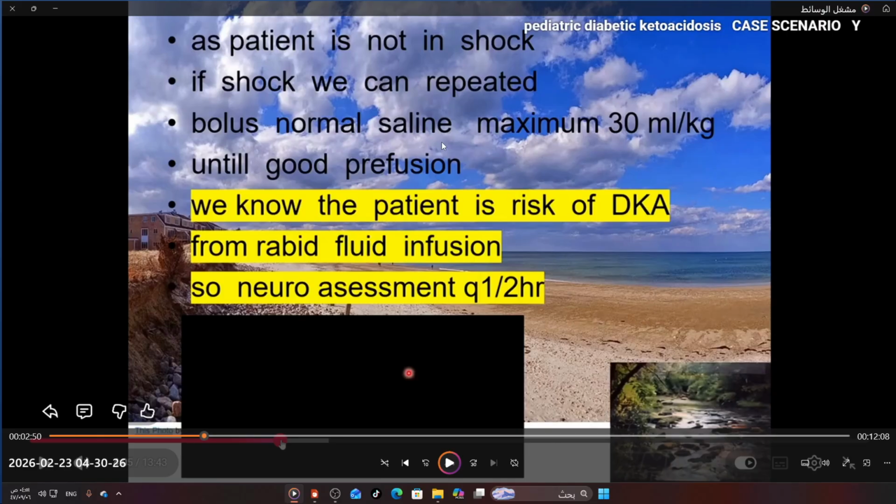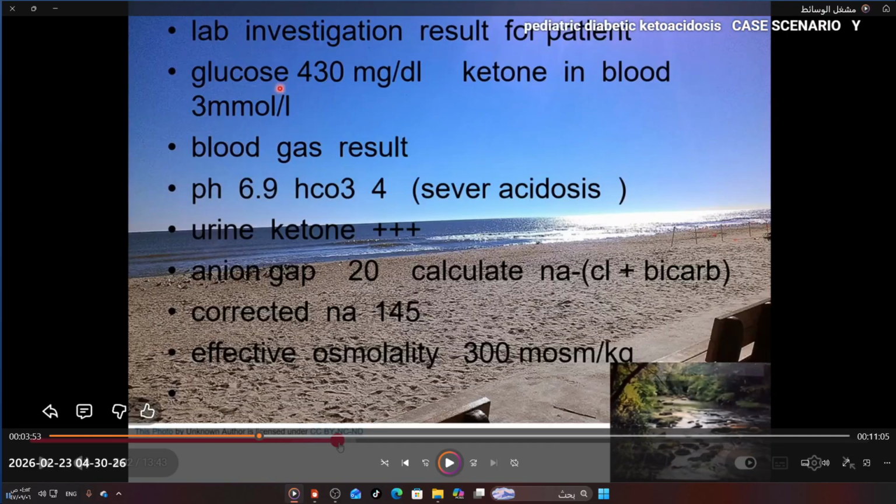Neuro check. I will reassess neuro check every half hour. Exactly. So you'll do a neuro check every 30 minutes looking for any changes in their level of consciousness, pupil response, or any new symptoms. That way you catch any complications early.